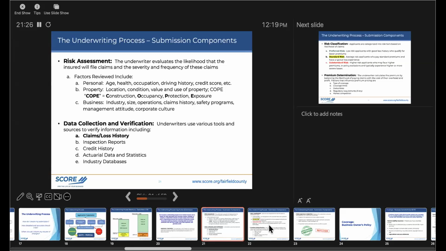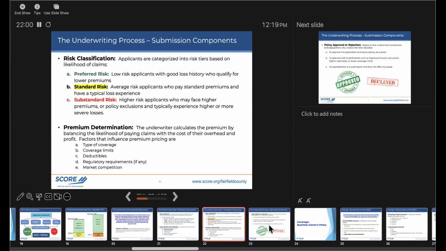Inspection reports. Did insurance companies come out and take a look at your premises and your operations? And did they make recommendations? And are those recommendations big and important, or are they just small little things like clean up the rags in the corner? Credit history, actuarial data and statistics, and then industry databases. They'll compare you against other companies in your industry.